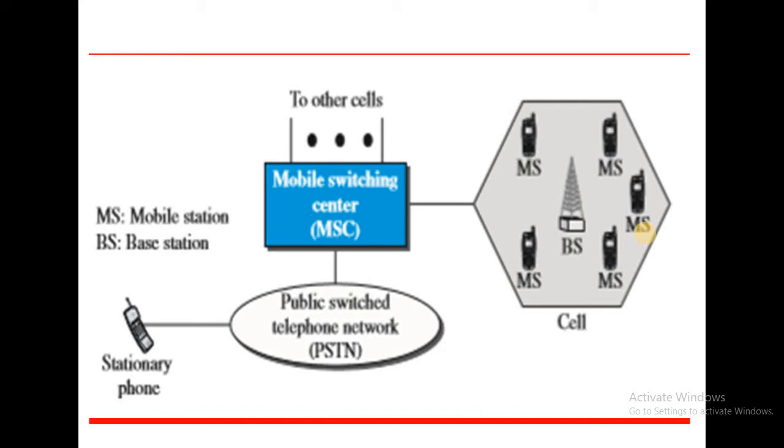The next component here is the mobile switching center, which is called MSC. All the base stations are connected to the mobile switching center. Whatever signals the antenna or base station receives are sent to the mobile switching center. What this MSC does is accept the signals from the base station and forward them to the PSTN, and it has some other functionalities which we will discuss later. The public switched telephone network forwards the call to the actual person we are calling, that is a stationary phone, and the functionalities of these are explained later.